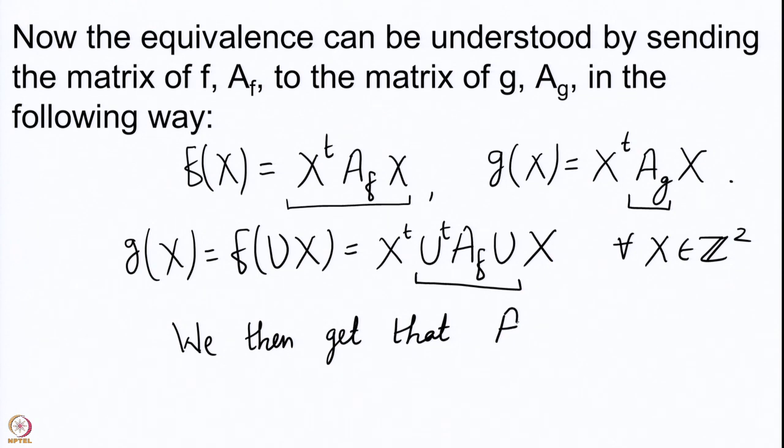Since these are same for every x in Z2, we then get that AG is U transpose AF U. So, we have a matrix of determinant 1, of course with integer values, such that the matrix AG is related to the matrix AF by the formula that AG is U transpose AF U.